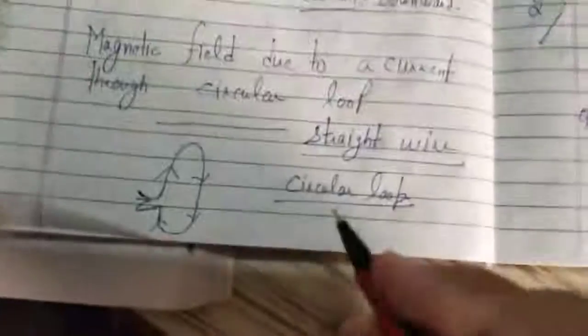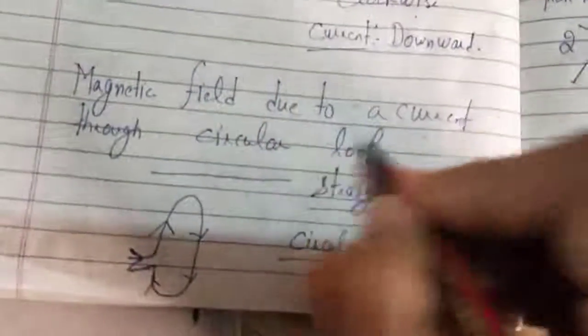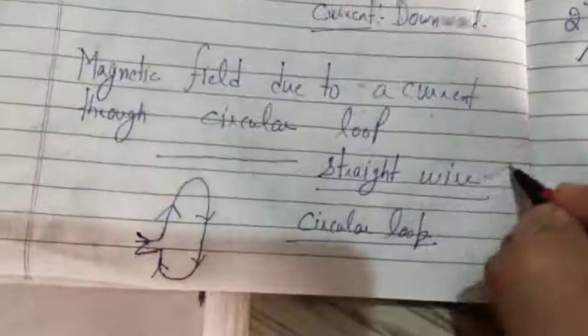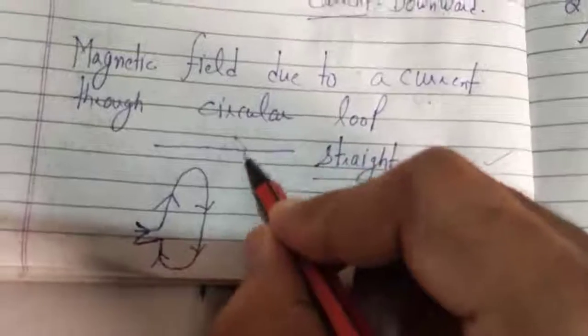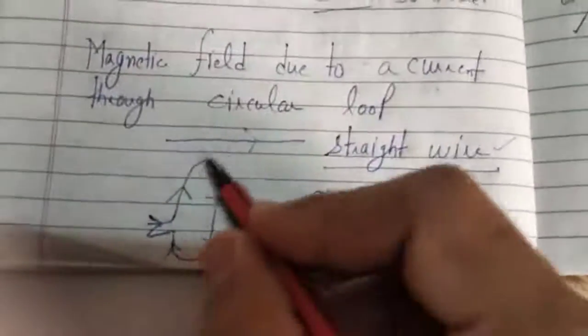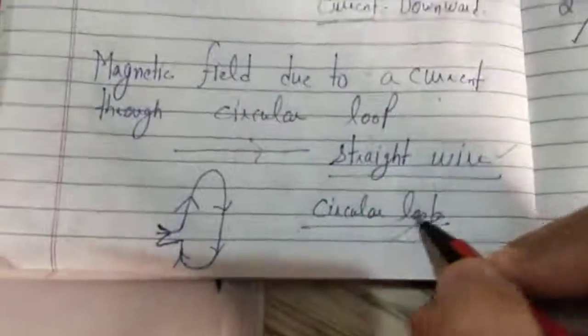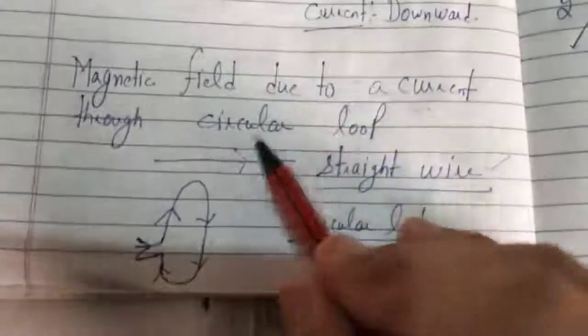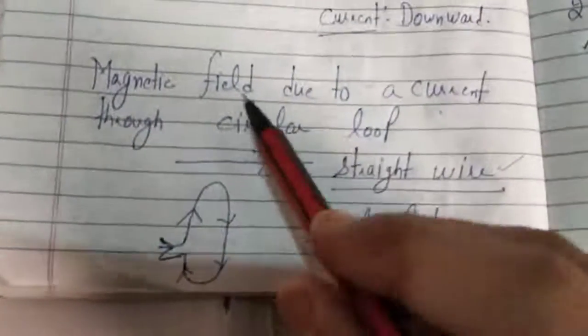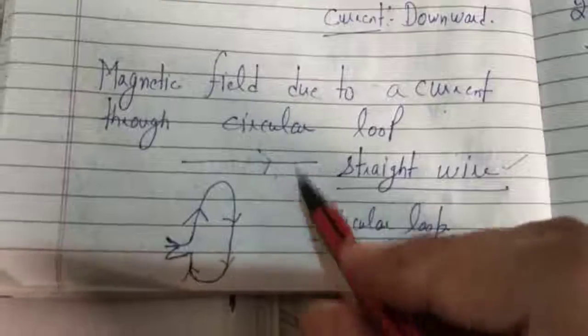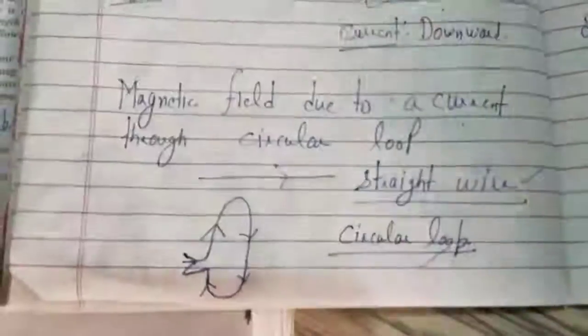The second concept is, suppose you now have a circular loop. What is a circular loop? You know what this is: a straight wire. You bend this straight wire and in this shape it will form a circular loop. Suppose now current is running through this circular loop. You want to find the magnetic field due to the current running in a circular loop.